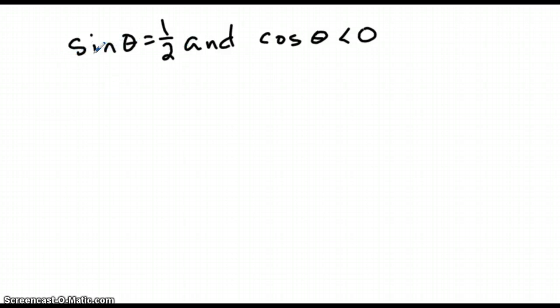We were given some stipulations here. Sine of theta is 1/2 and cosine theta is less than 0. And we know from working with the wrapping functions, sine of theta is positive in 2 quadrants. And we need this other stipulation, cosine theta is less than 0, to determine what quadrant sine of theta is in.